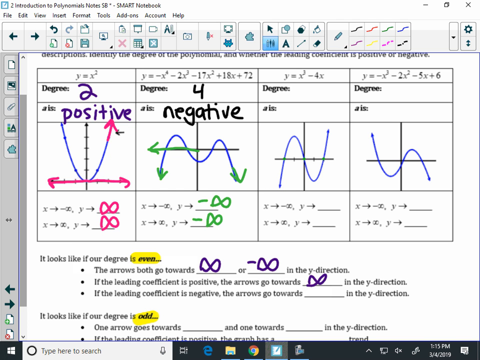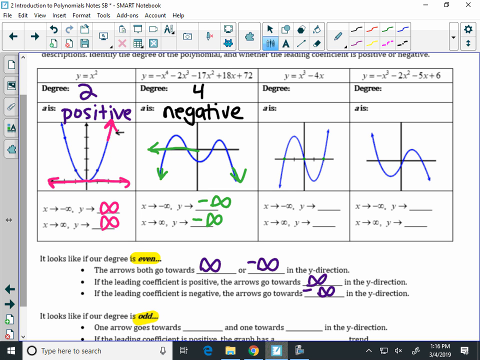So our degree tells me that both arrows go in the same direction. The leading coefficient tells me which way the arrows point. So if I have a negative leading coefficient, I go towards negative infinity. Okay. Now this is probably the hardest part to get, because when we do our quiz on Wednesday, we'll do a practice problem later, but there'll be no calculator, and you have to be able to tell me where the arrows are going without a picture.